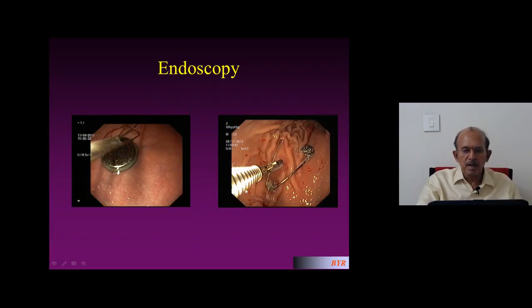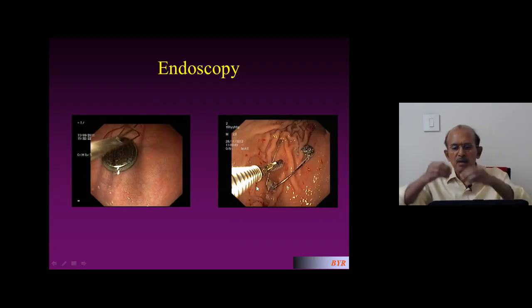So you pass the endoscope, you observe this foreign body, then you pass a foreign body forceps, grasp it, and you retrieve the endoscope along with the foreign body and the foreign body holding forceps. So everything will be coming out.